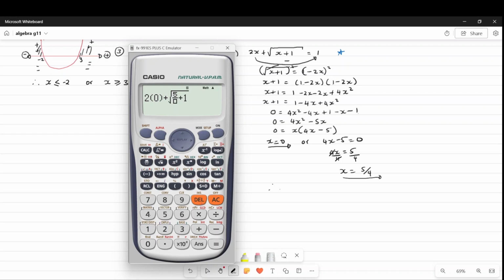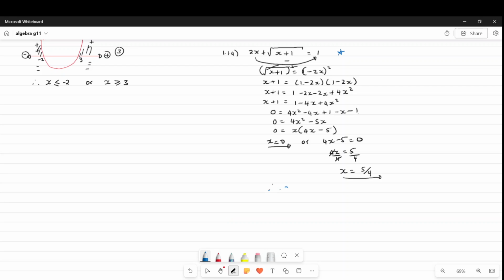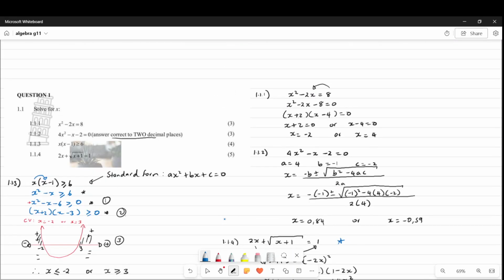5 over 4, and over here let's try 5 over 4 again. We got 4, right? And we wanted 1. So therefore x is equal to 0, and 5 over 4 cannot be a solution, so you indicate that. And we are going to stop here for today.